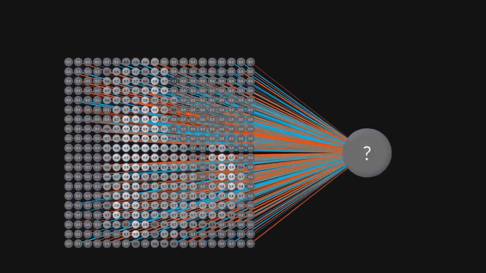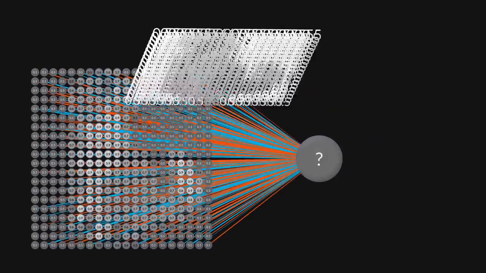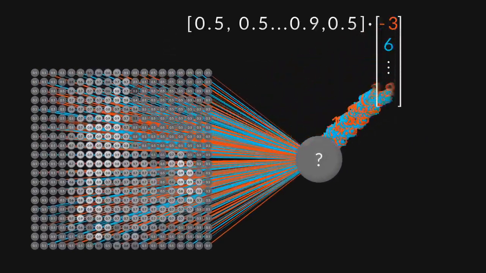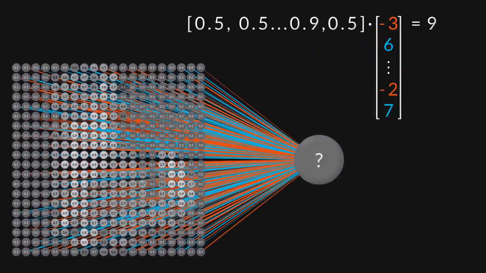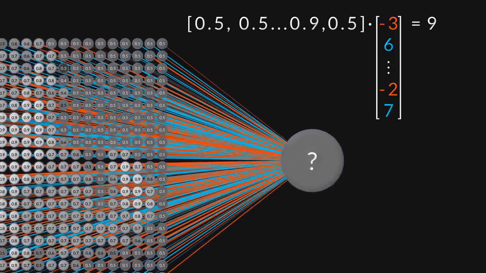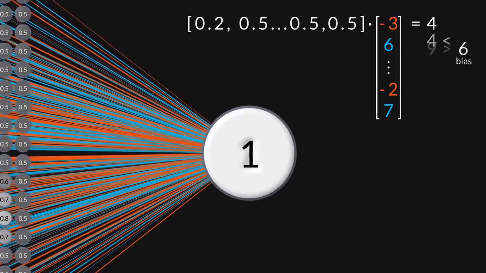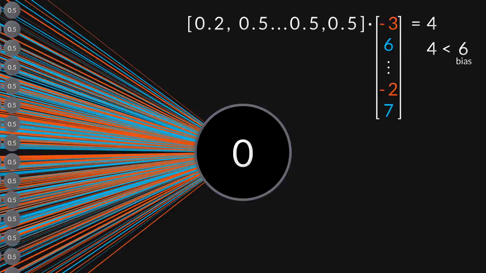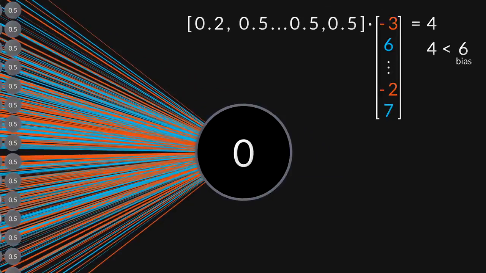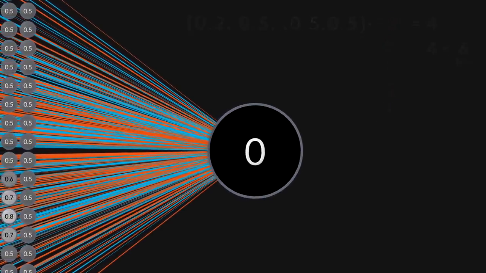So to see if the output neuron will fire, you multiply the activation of each neuron by its weight and add them together. This is essentially a vector dot product. If the answer is larger than the bias, the neuron fires, and if not, it doesn't. Now, the goal of the perceptron was to reliably distinguish between two images, like a rectangle and a circle.